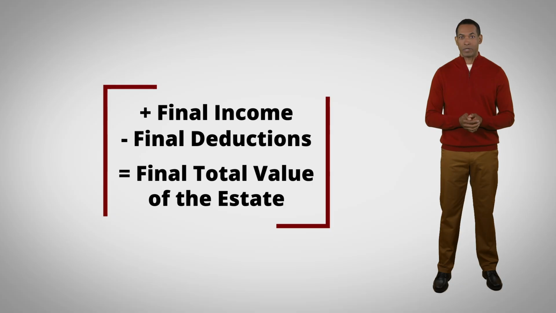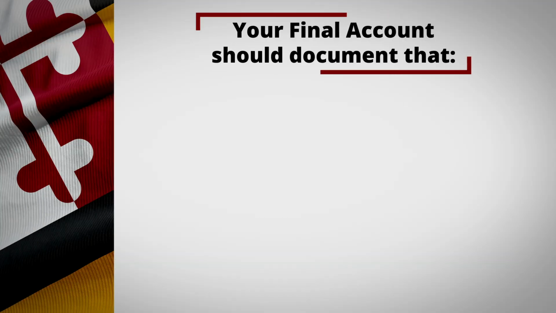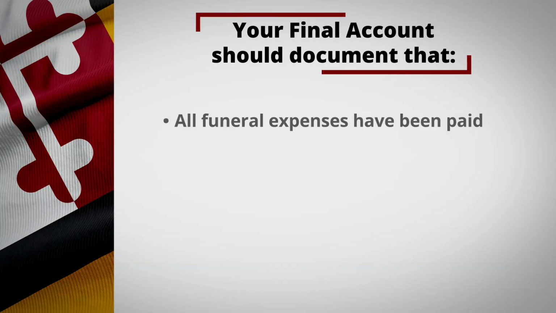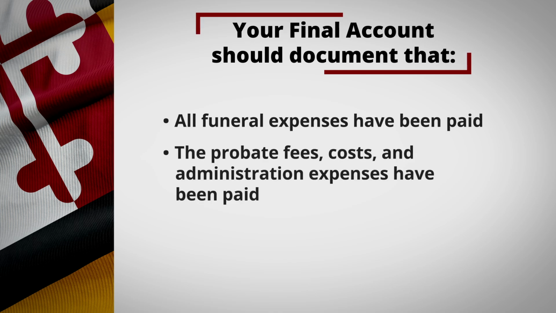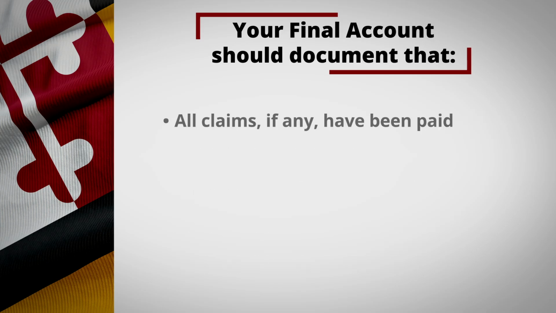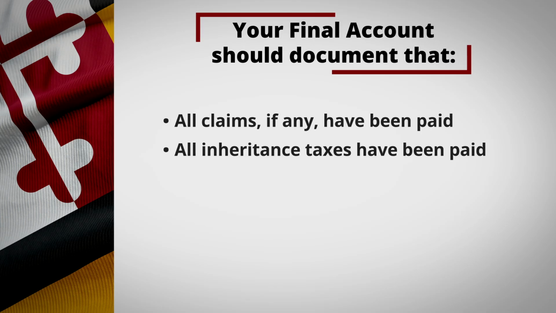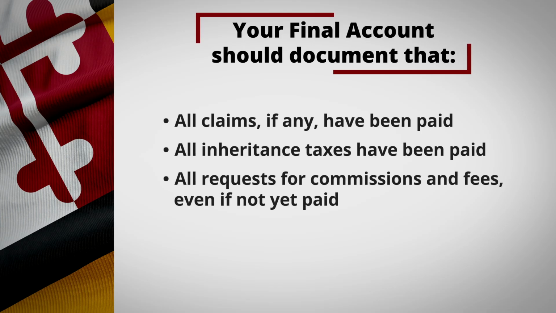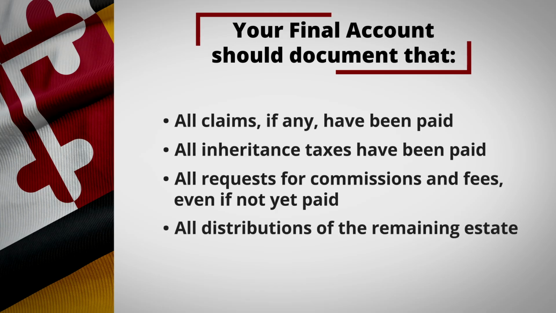Unless already reported on a prior account, your final account should document that all funeral expenses have been paid, the probate fees, costs, and administration expenses have been paid. All necessary payments such as spousal allowance and family allowance have been paid. All claims, if any, have been paid. All inheritance taxes have been paid. All requests for commissions and fees, even if not yet paid, and all distributions of the remaining estate.